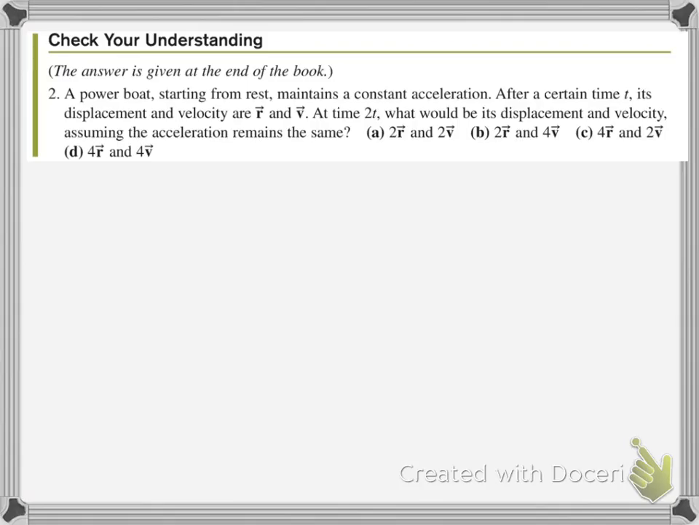Okay, so check your understanding. The problem says a powerboat starting from rest maintains a constant acceleration. After a certain time t, its displacement and velocity are r and v. At time 2t, what would be its displacement and velocity, assuming the acceleration remains the same? So we know our initial velocity is 0 because it's saying starting from rest, and its acceleration is constant. And they also give us the variables for our displacement and for our velocity, which are r and v.